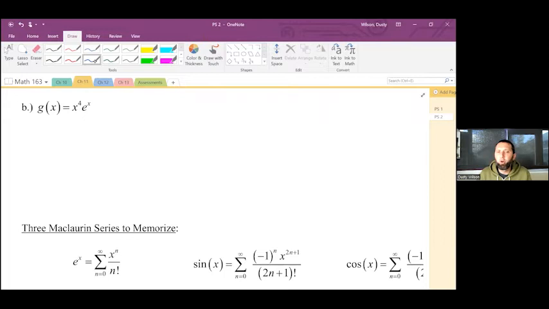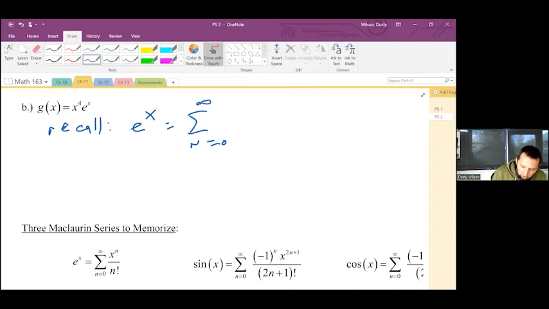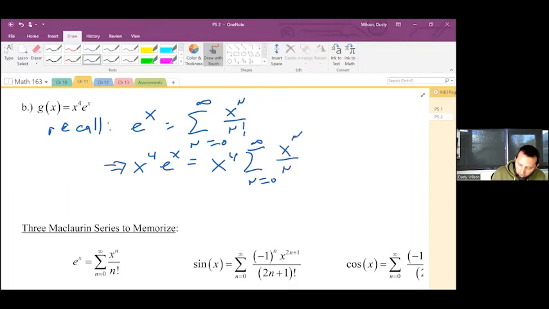In part B, we're looking for a power series for g of x equal to x to the 4th e to the x. And so here we can play a different type of little cleverness. And so again, we recall that e to the x is equal to the sum from n equals 0 to infinity of x to the n over n factorial. Well, we don't actually care about e to the x. What we care about is x to the 4th times e to the x, which would be x to the 4th times the sum from n equals 0 to infinity of x to the n over n factorial.